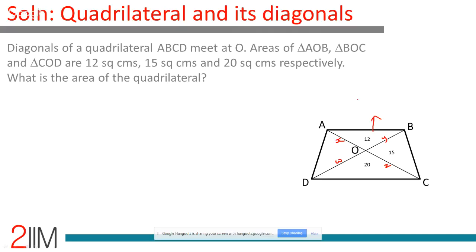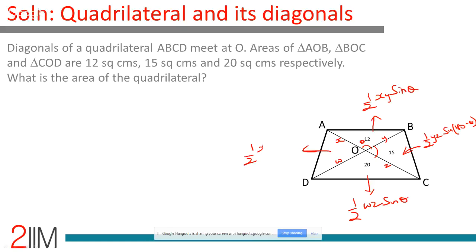Area of this triangle, this angle theta: area of this triangle is half XY sine theta. Area of this triangle is half WZ sine theta. Area of this triangle, half YZ sine of 180 minus theta. This is theta. Tell me 180 minus theta. It will be half XW sine of 180 minus theta. Now we are in business. Sine of 180 minus theta is sine theta. Now this will be half XW sine theta. It will be half YZ sine theta.